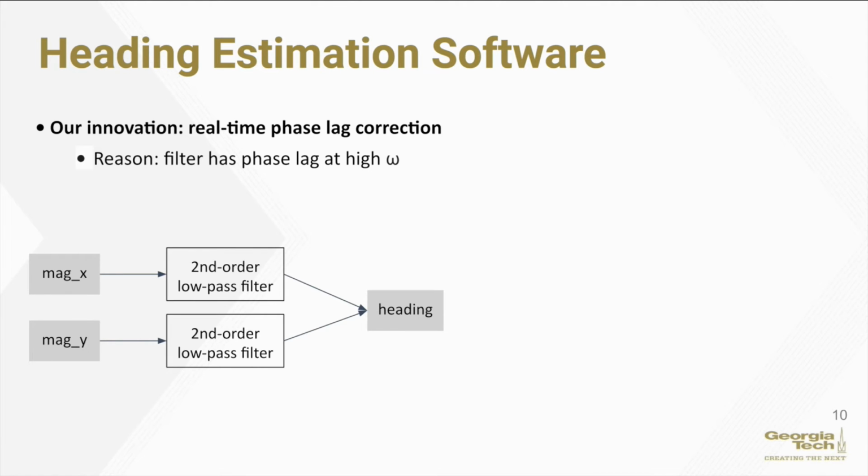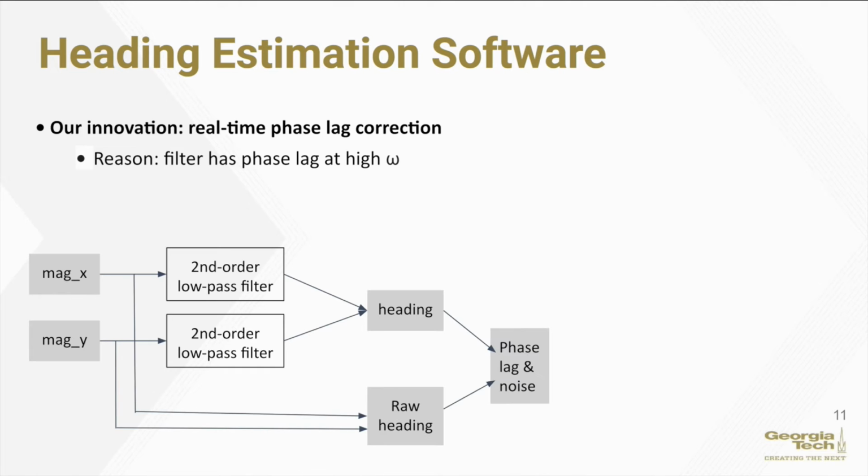Here is our basic algorithm for calculating heading. We take the arctangent of our filtered y-direction magnetometer reading over the filtered x-direction reading. So in order to do phase lag correction, we need to extract the phase lag. Based on the raw x and y direction readings, we can calculate our raw heading, which doesn't have any phase lag. Then we can take the difference between our heading calculated with the filtered data and the raw data to get the phase lag. However, all the noise is also included in this term.